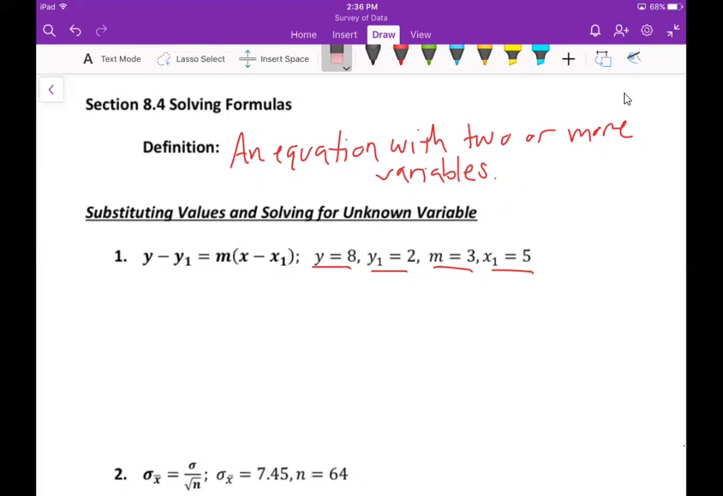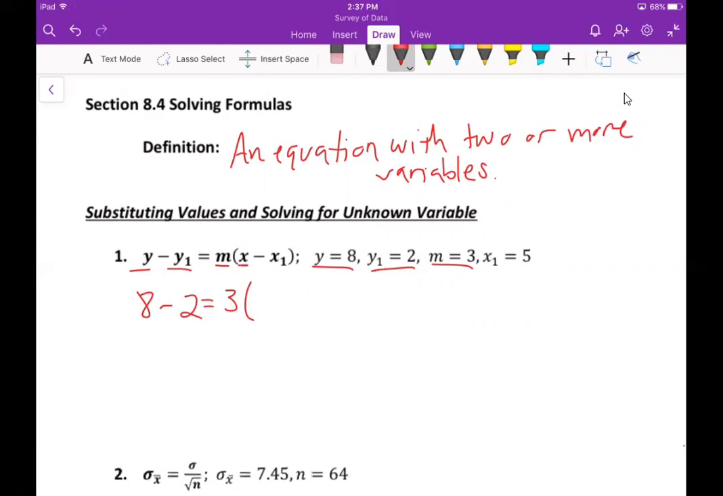As I run down this list, let me get rid of these underlines so you can see this as we go: a y here and a y here. So we're going to substitute in 8 for the y. Then I see a y1, and I look through my list, and there's a y1 that should be 2. So instead of y minus y1, I have 8 minus 2 when I plug in those values. I still have the equal sign there. The next variable I see is an m, so I plug in a 3. I have a parenthesis. I want to keep everything in this formula that I have. I'm only substituting in the values I have over here.